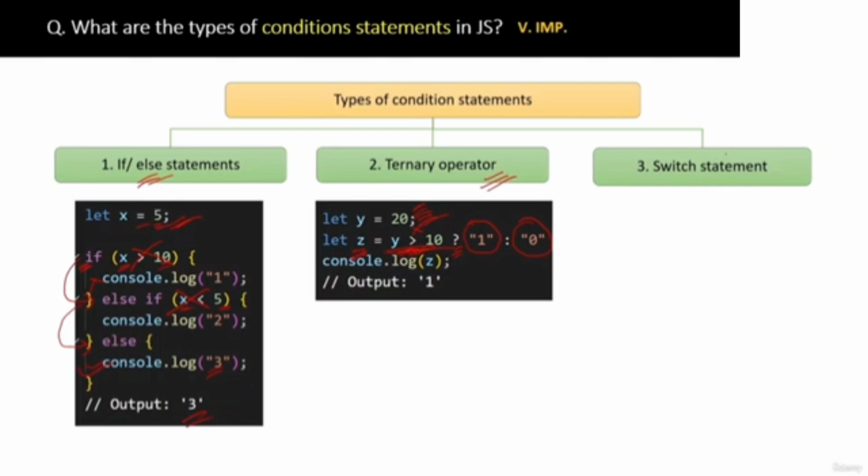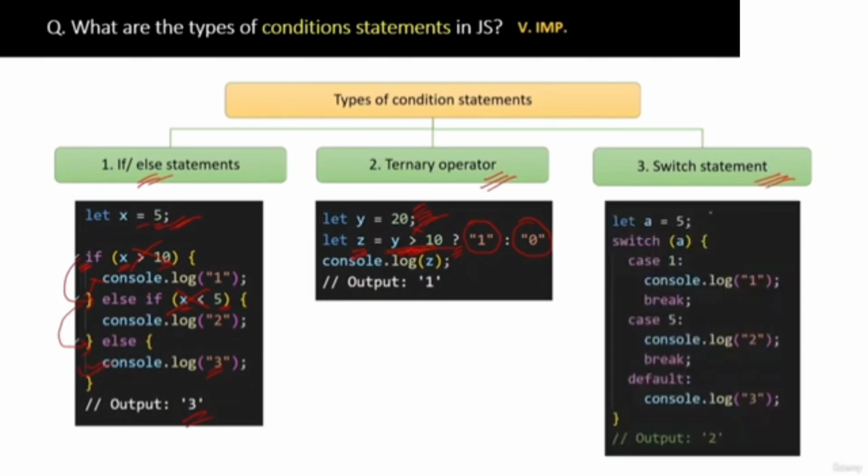Then the third type of condition is the switch statement. Here you can see we have a variable a equal to 5. Now inside the switch statement, we will accept the value of variable a like this and check it case by case. If a is equal to 1, which it is not, right? Therefore, it will not execute this case code. Then the next case is true because a equals 5. Therefore, execution will go inside this case and print 2 on the console.